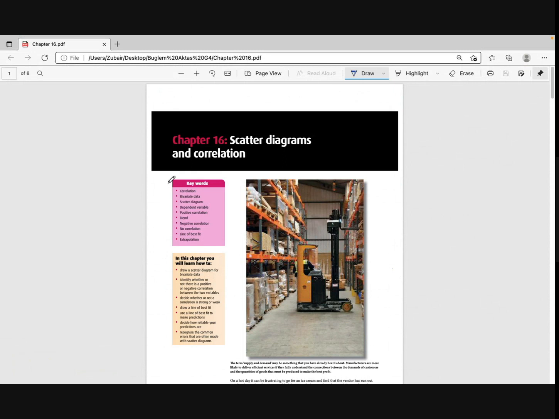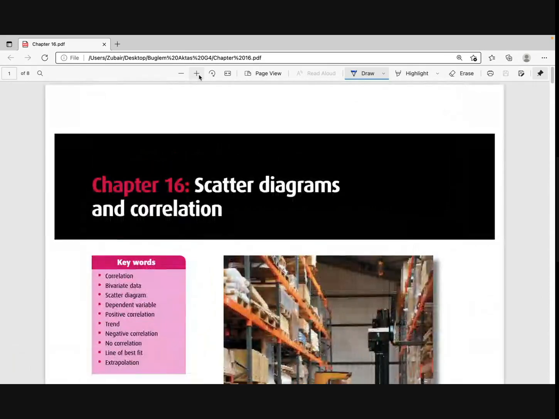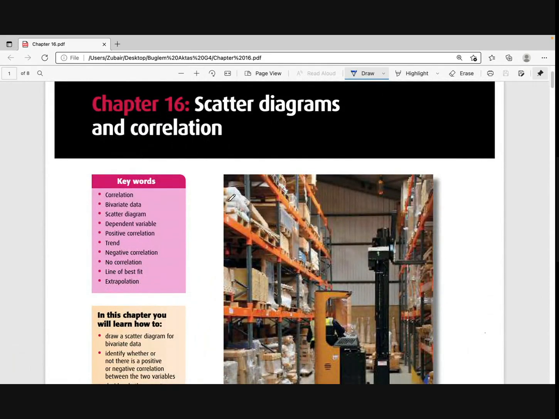Scatter diagram and correlation. This is a short and easy one as compared to the very last chapter we did. So basically these are graphs. In correlation, we are comparing two things on the x-axis and y-axis, bivariate data, comparing two data sets. A scatter diagram would have points which are not exactly on a straight line.